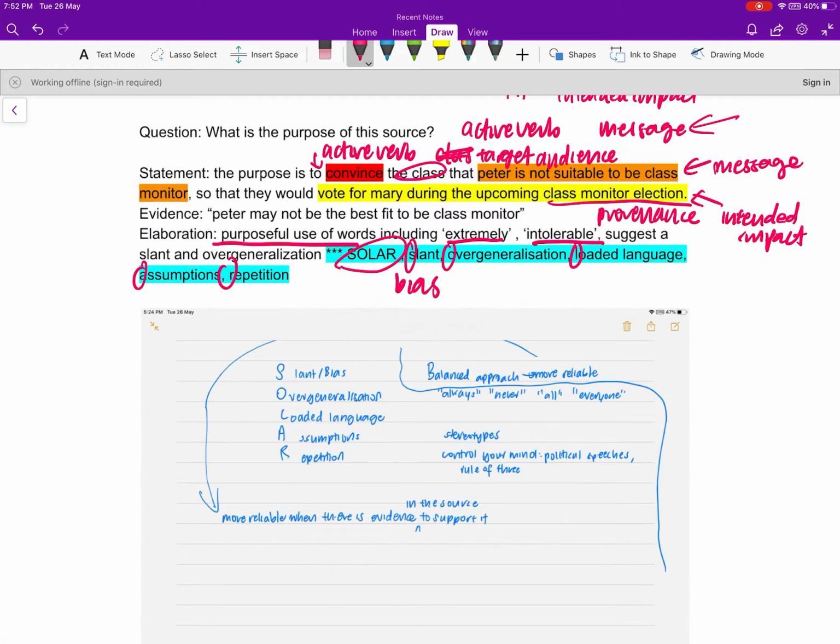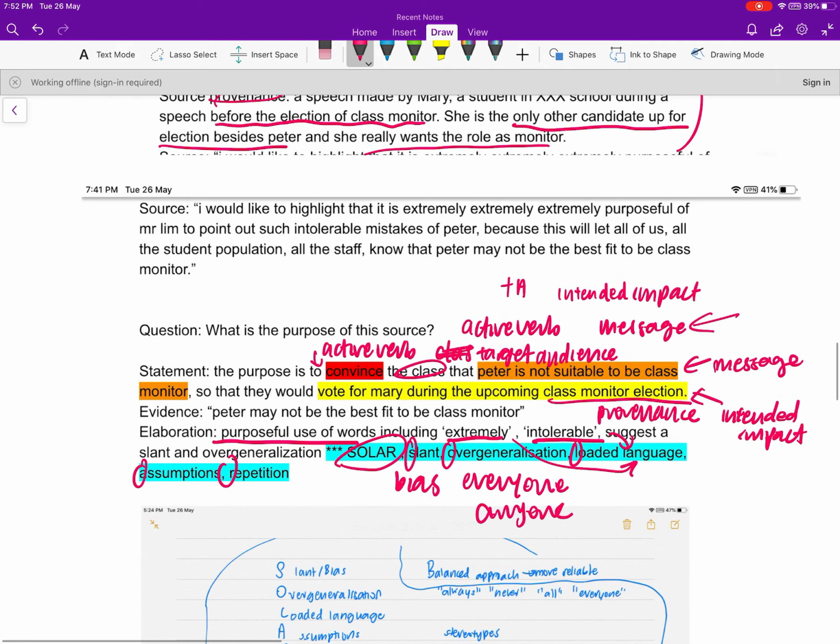Next, overgeneralization can be kind of suspicious. For example, everyone, anyone. These are very suspicious terms. Loaded language, for example, intolerable, extremely. Assumptions. I can't think of any example right now, but assumptions may be something like all dogs are cute. And for repetition, you can already see it in the source, which is extremely.